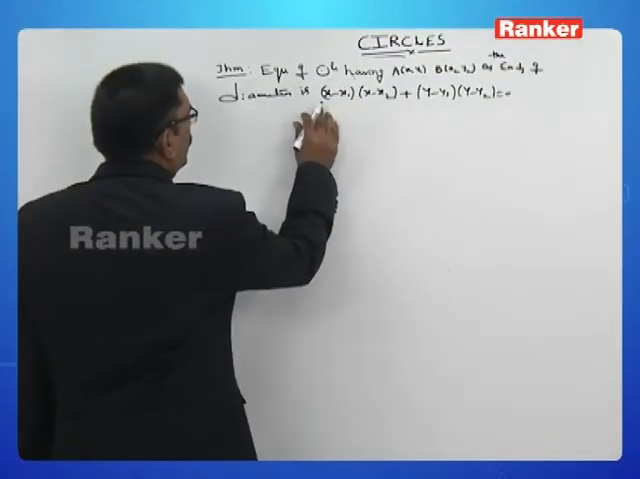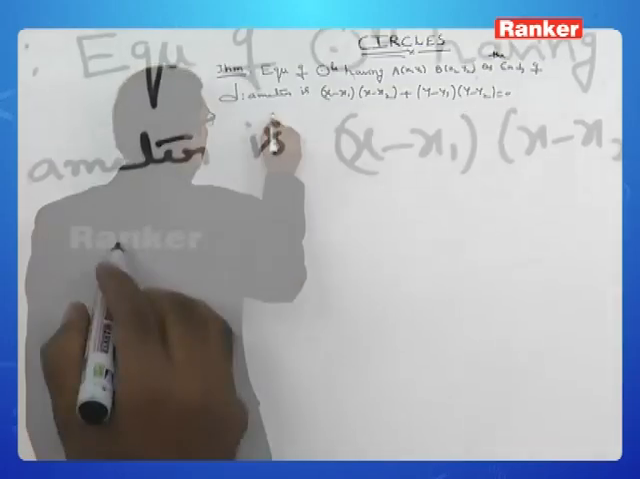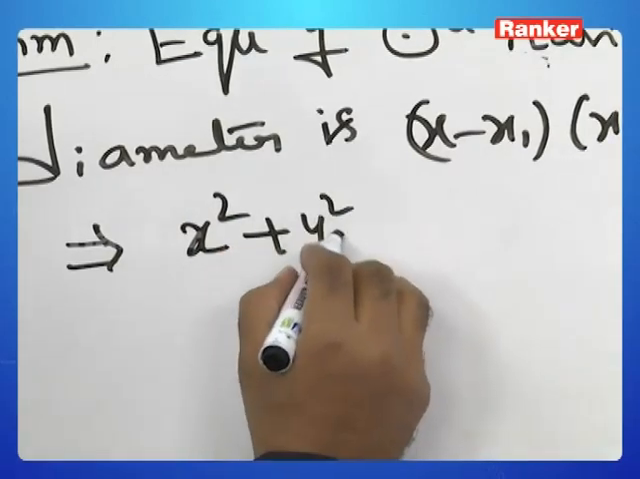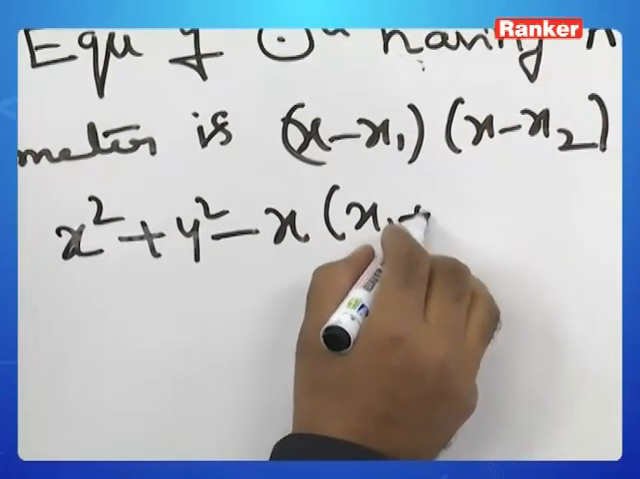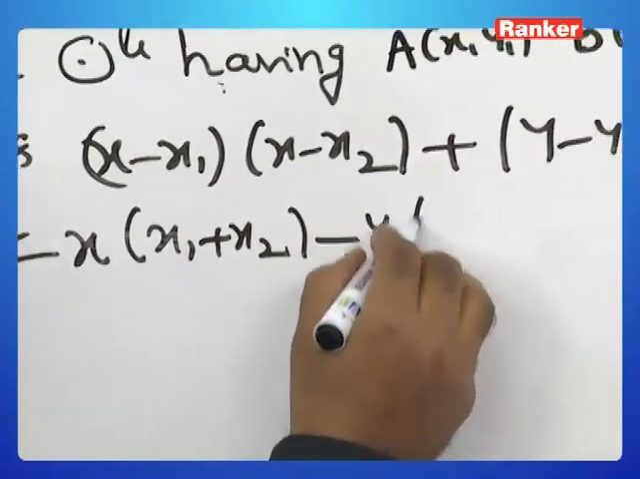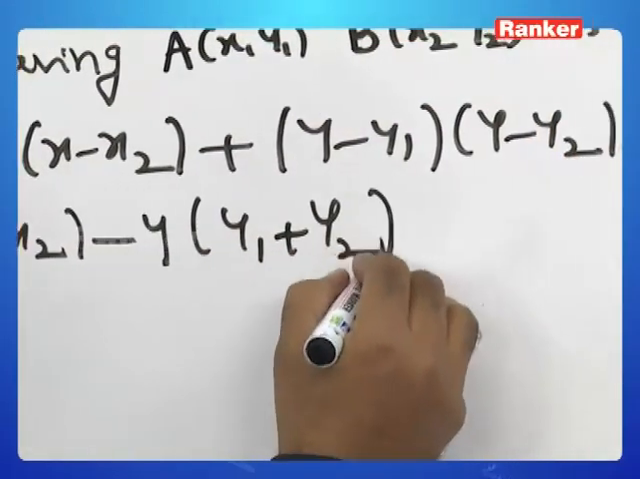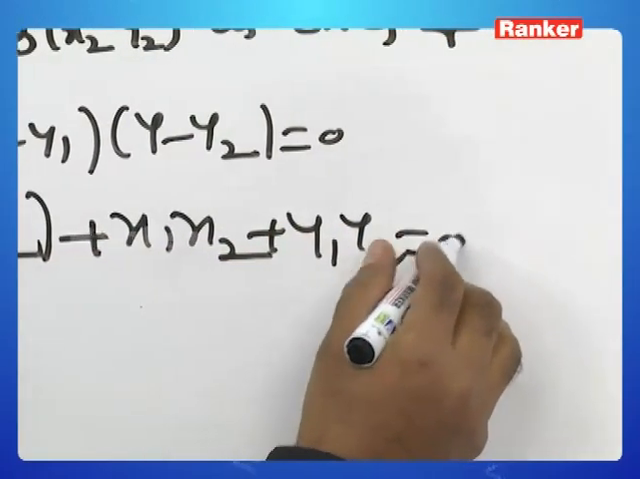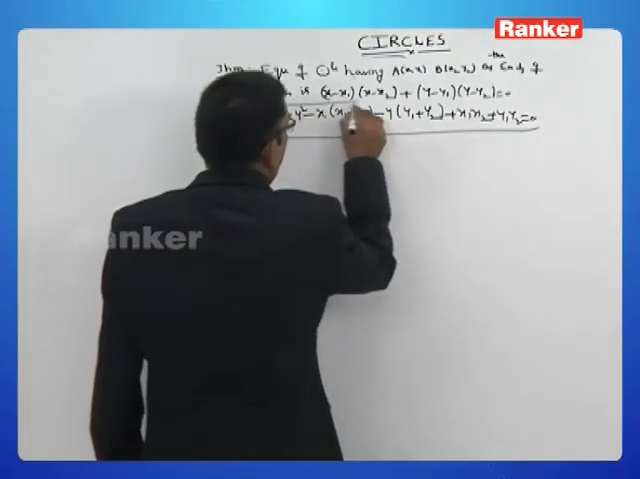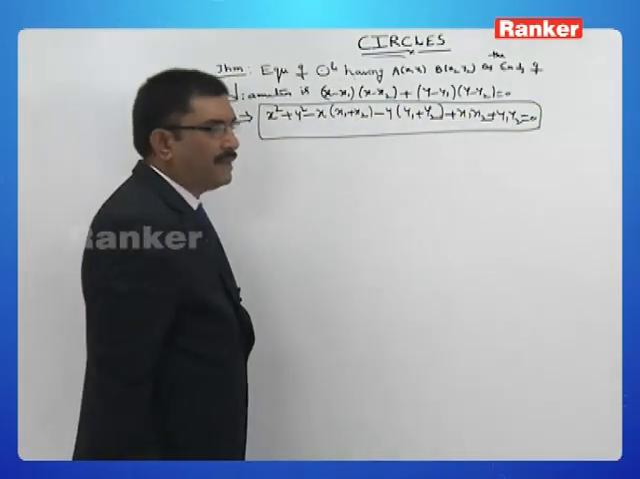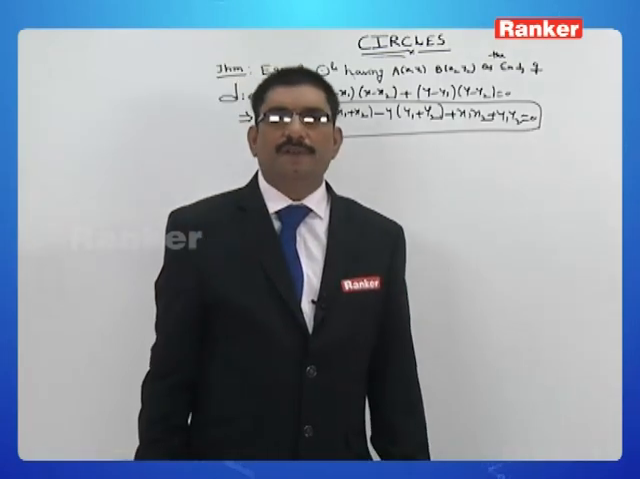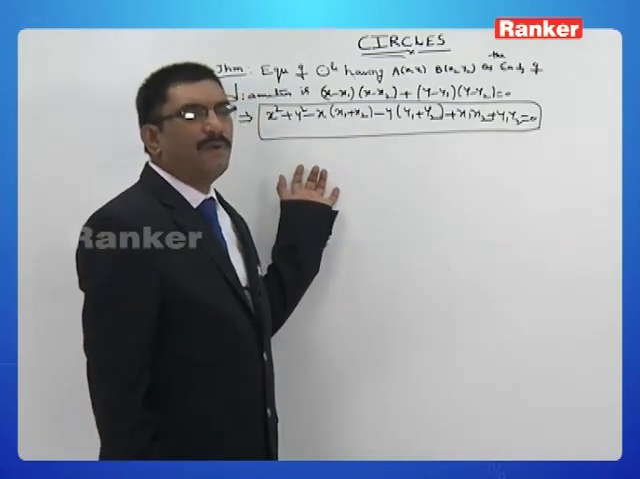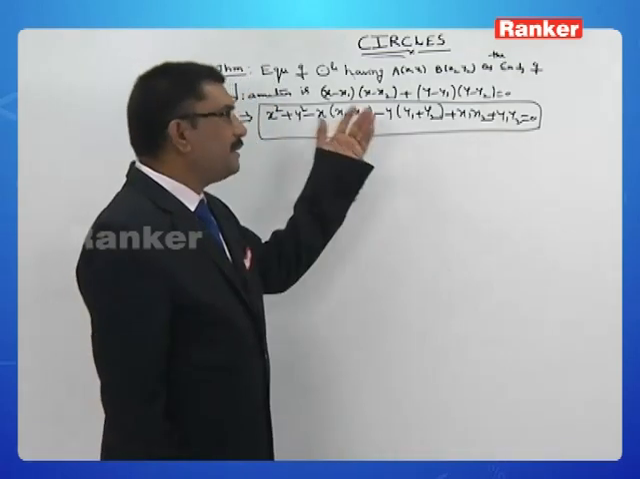So therefore, if you multiply this, I can also write this as x square plus y square minus x into (x1 plus x2) minus y into (y1 plus y2) plus x1 x2 plus y1 y2 is equal to 0. This is also the equation of a circle having extremities of a diameter as x1 comma y1 and x2 comma y2. This will give a fast approach while doing the objective problems.